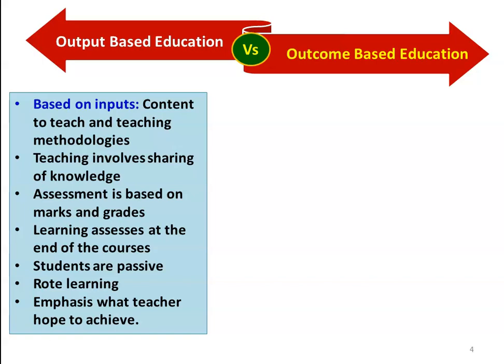The students are passive in the system. With output-based education, some 10 years back, students were passive listeners to the teacher. It promotes only rote learning. They mug up whatever information is given, prepare, write it in the examination, and immediately forget. It emphasizes what the teacher hopes to achieve. So in output-based education, everything depends on the teacher. He plans something for a particular course and implements it, and everything depends on the teacher.